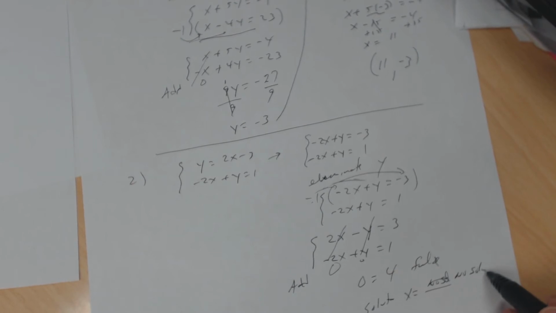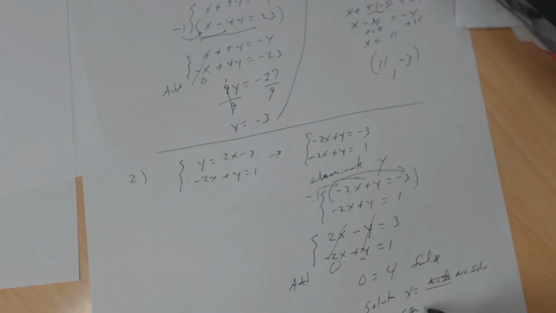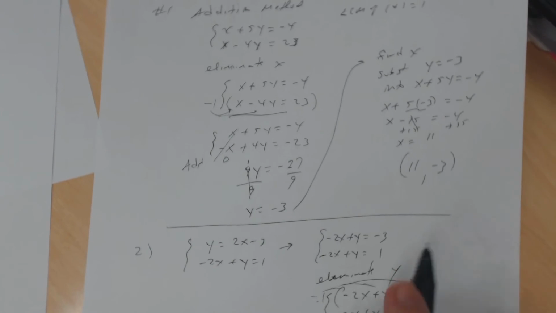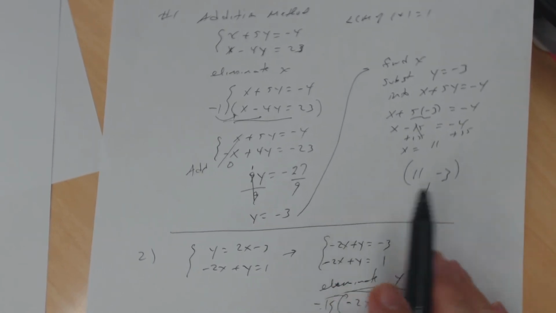Okay, no solution. And again, this is a consistent system. I'm sorry, inconsistent. All right, inconsistent. No solution is inconsistent. If you have a solution, then it is consistent.